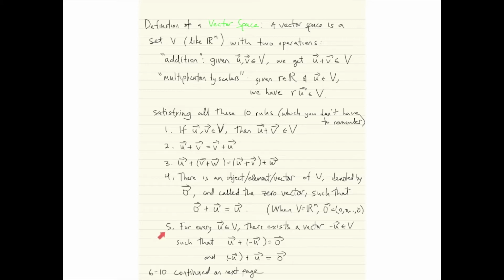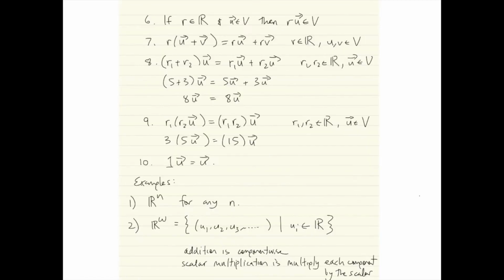Okay, moving on to requirement 5: for every vector u in V, there is another vector denoted by putting a negative sign in front of the vector, such that u plus negative u equals the 0 vector, and negative u plus u equals 0 as well. Axioms 6 through 10 are continued on the next slide.